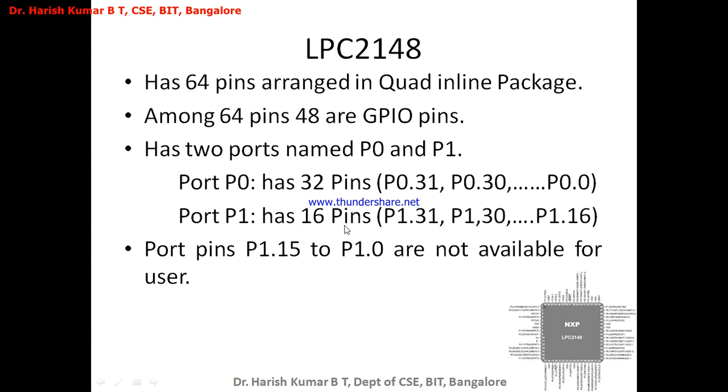And when I say port 1, it has 16 pins. It is like this: P1.16, that is the 16th pin of port 1. Now this also has 32 pins, but only 16 pins are usable. What are those 16 pins? P1.16 to P1.31. So these are the 16 pins which are usable, but P1.0 to P1.15 cannot be used by the user. I have written here: port pins P1.15 to P1.0 are not available for the user.